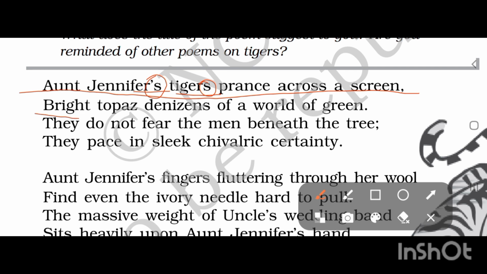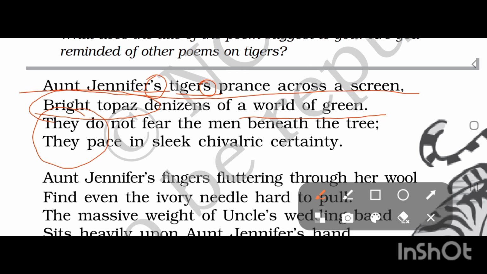Now next, while explaining I also told you, bright topaz. Here metaphor is used. World of green, again metaphor is used, as topaz is the color of a gem. Here the color of the tigers is also yellow, and topaz is a gem, yellow in color. So here is a complete comparison. And world of green is what? Forest. So in both terms metaphor is used. Next important, as you can see, they do not, they pace. So they is repeated in the beginning, so anaphora is also used here.